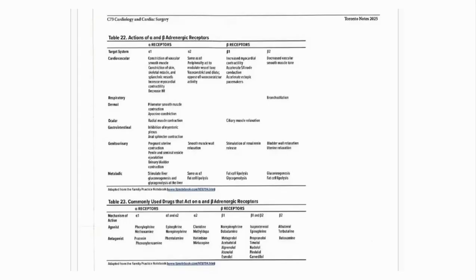Table 22, actions of alpha and beta adrenergic receptors. The sympathetic nervous system works primarily through alpha and beta receptors. There are 4 clinically important receptor subtypes: alpha 1, alpha 2, beta 1, and beta 2. Each receptor is distributed in different organs and produces distinct physiologic effects.